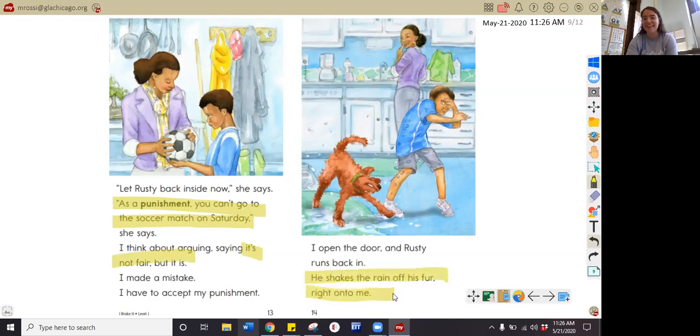In the story, I see that he shakes the rain off his fur right onto the boy. Why do you think the dog shakes the water onto the boy? This is an inferential question. Pause your video and answer that question now.